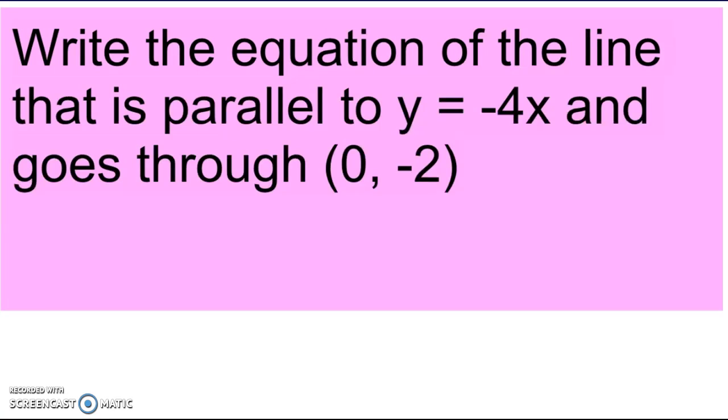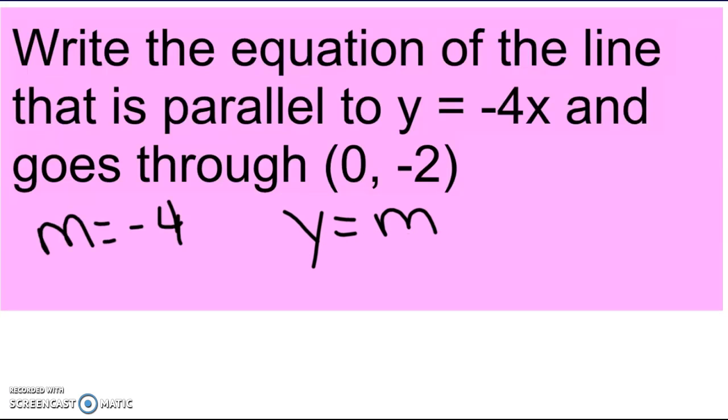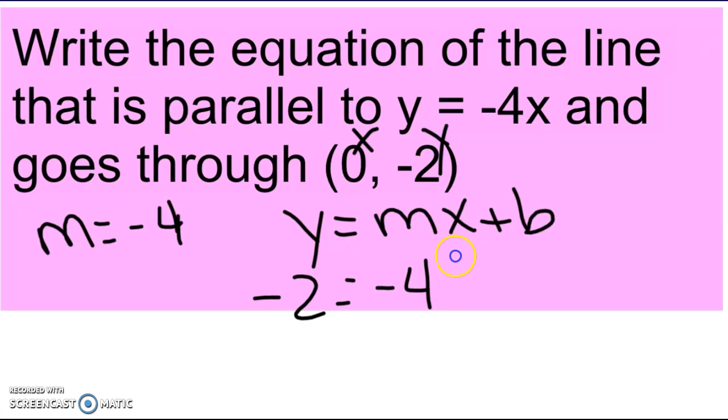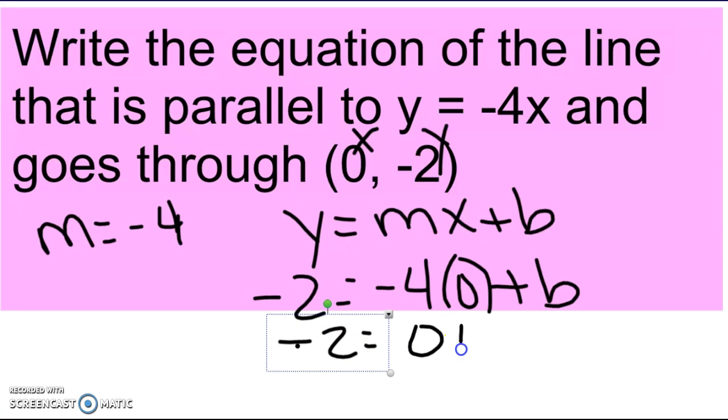All right, let's play around with this. Write the equation of the line that's parallel to y equals -4x and goes through 0, -2. We know our slope is -4, and we know it goes through the point 0, -2. We're going to put 0 in for x and -2 in for y. So -2 equals -4 times 0 plus b. We're really just going to solve for b. So -2 is equal to 0 plus b, so b is equal to -2.